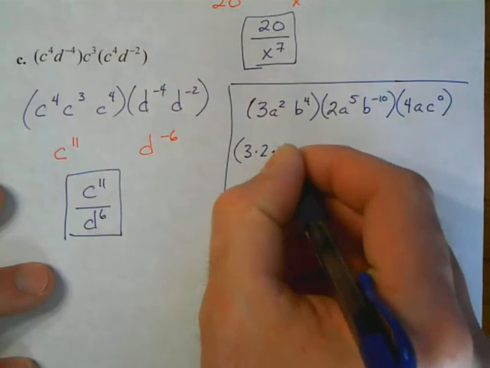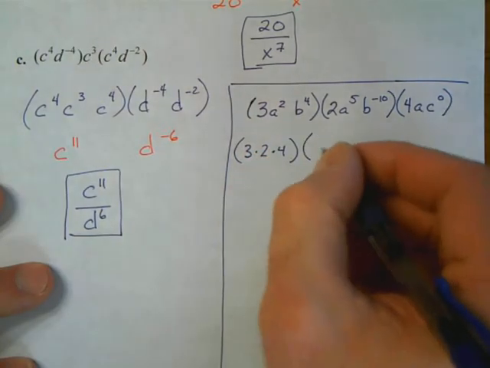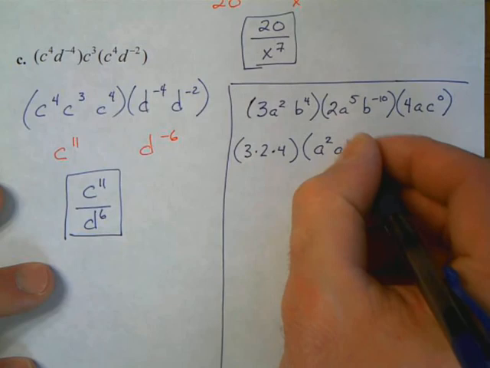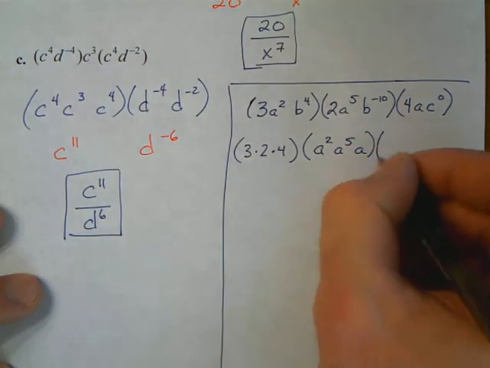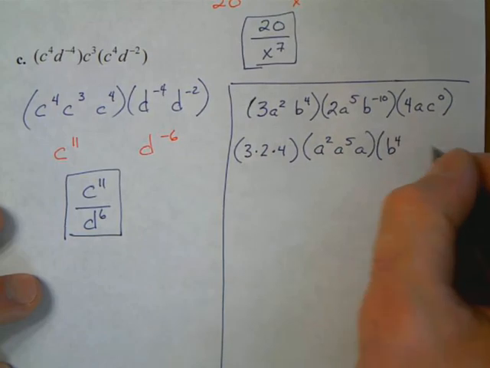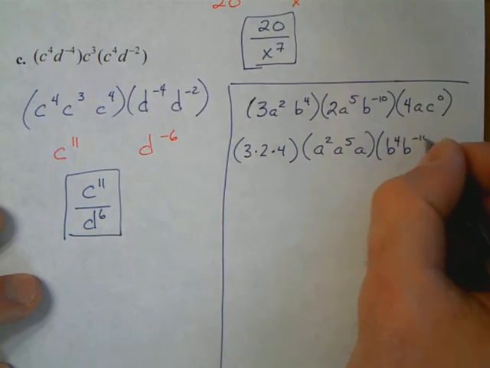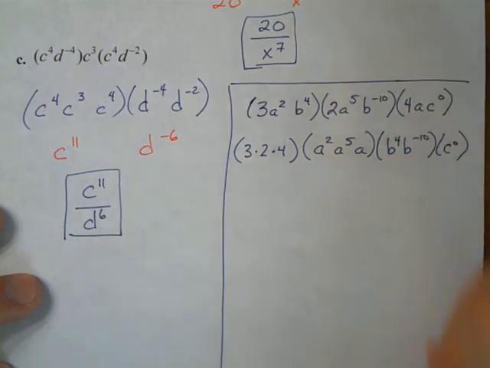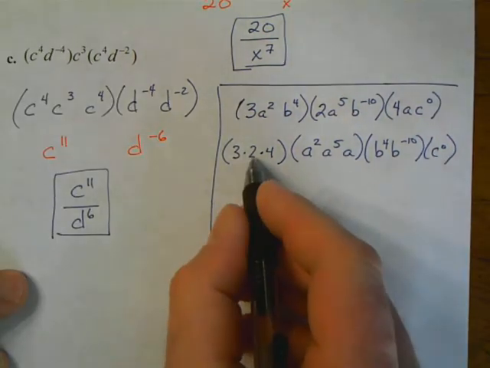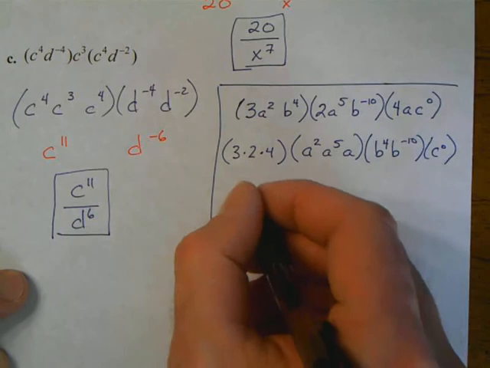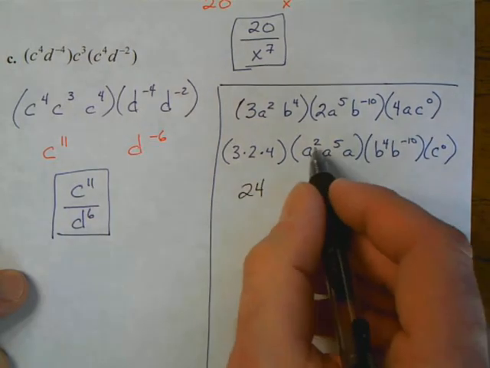Well, let's group our numbers at the front first. 3 times 2 times 4. Now let's group our a's. A squared, a to the 5th, and a single a. We haven't seen a single a before. Now our b's, b to the 4th, b to the negative 10th. And then lastly, we have a c to the 0 tacked on at the very end.